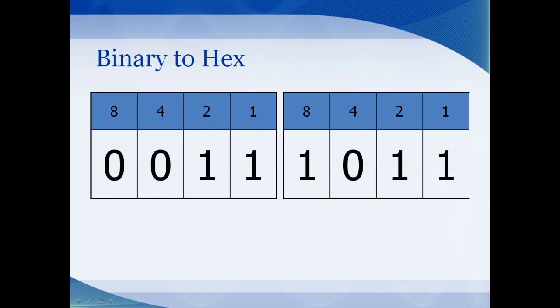So for the digit on the left, the 0011, we have a 1 in the 2's place and a 1 in the 1's place, so 2 plus 1 is 3. On the right side, we have an 8 plus a 2 plus a 1, so 8, 9, 10, 11, or in this case, B. So our hex number for that particular binary number is 3B.